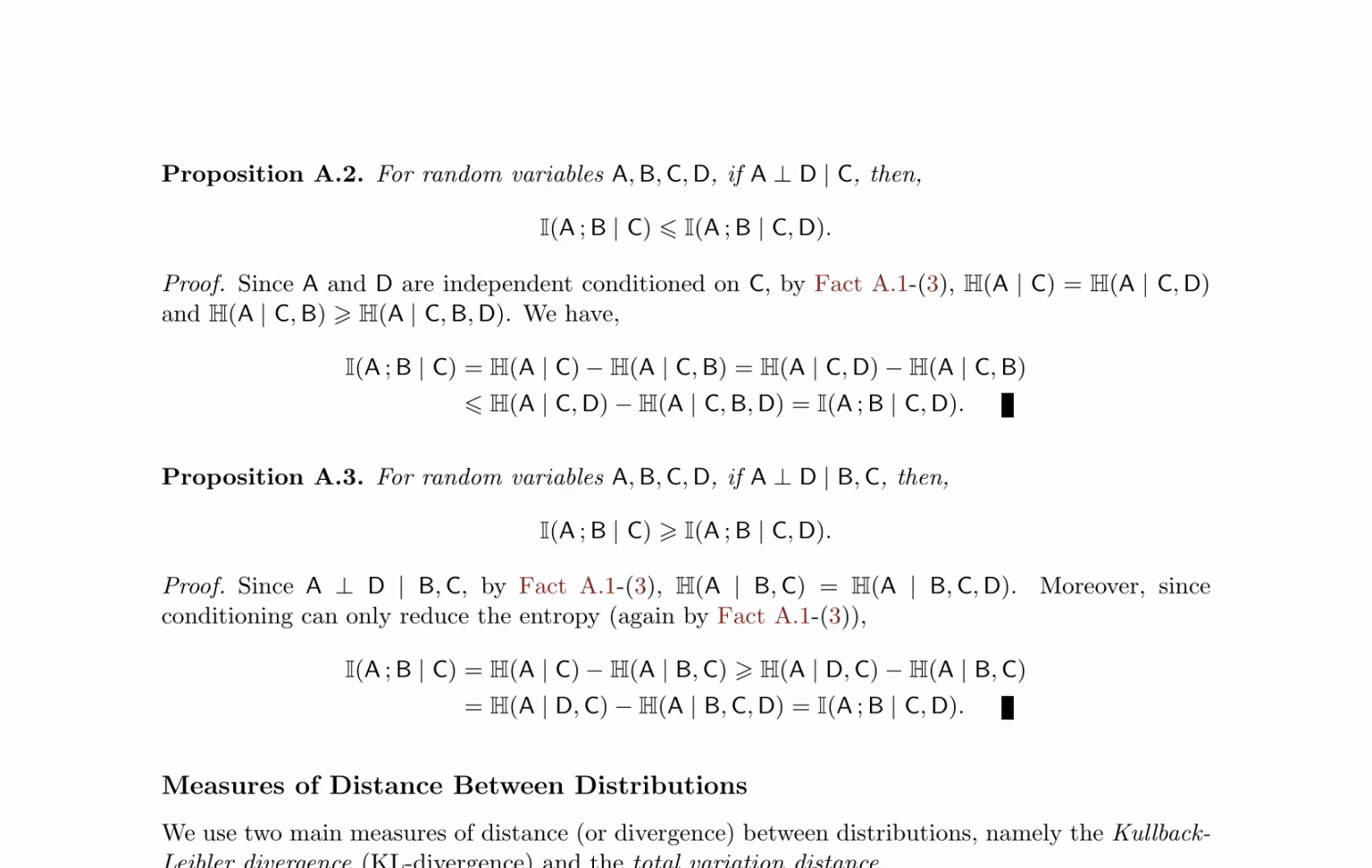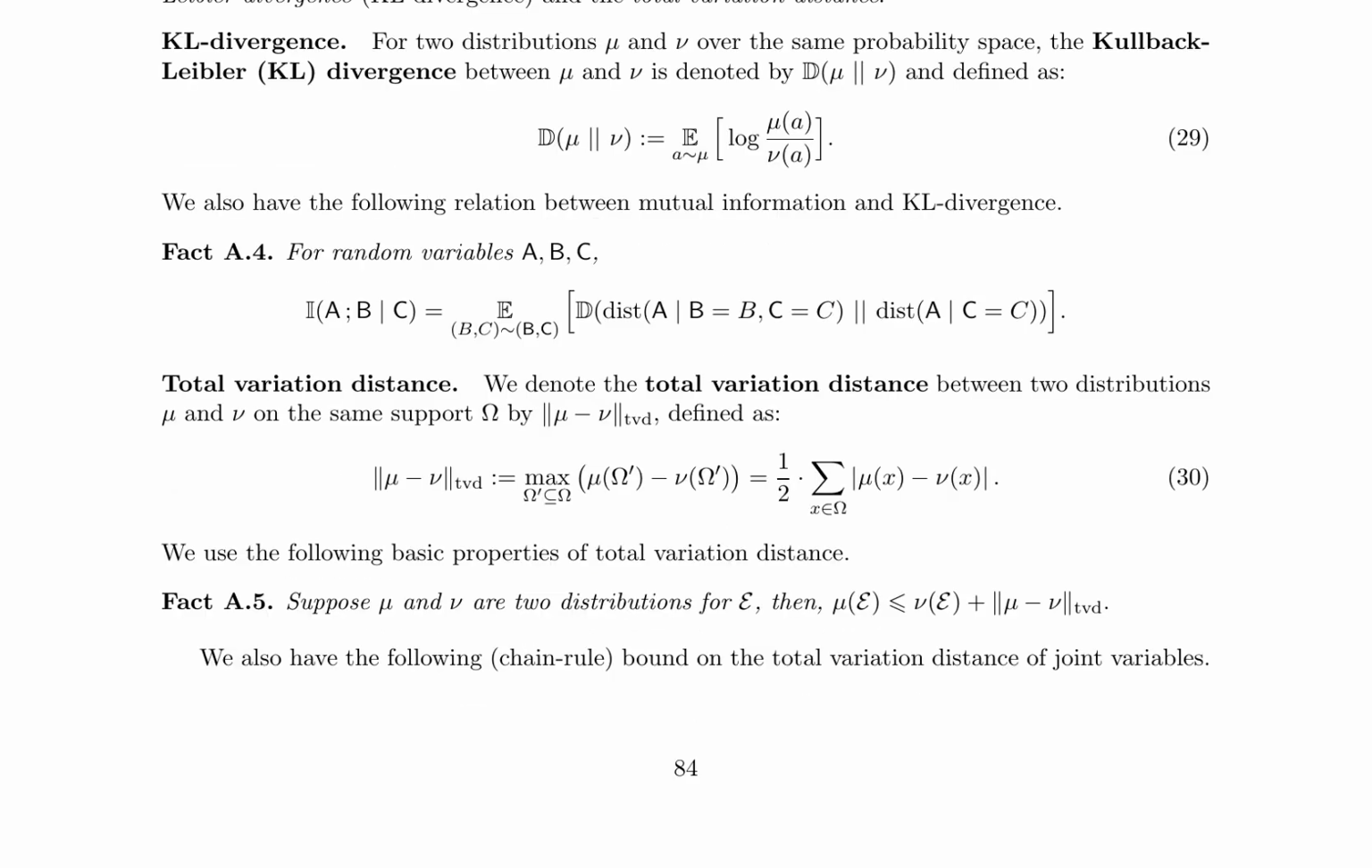The section then shifts its focus to measures of distance between distributions, introducing two main measures, Kullback-Leibler (KL) divergence and total variation distance. The KL divergence, denoted by D(μ‖ν), is defined as the expectation of the logarithmic ratio of two distributions μ and ν over the same probability space. The authors also provide fact A.4, which relates mutual information to KL divergence.